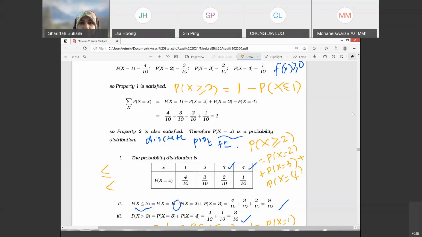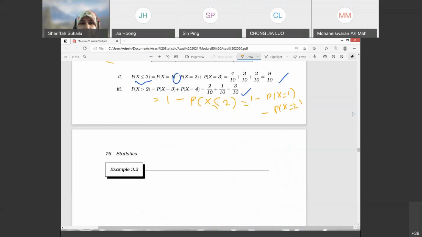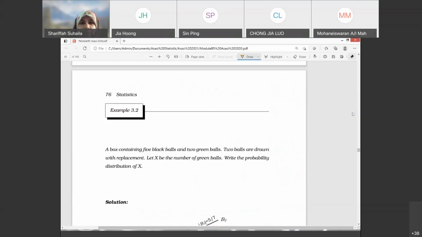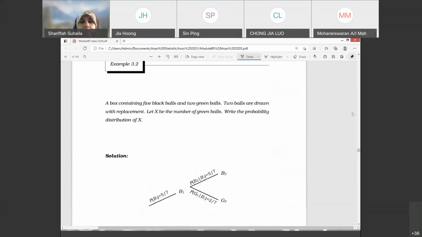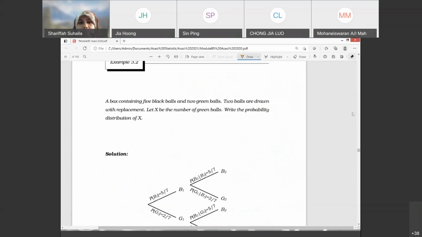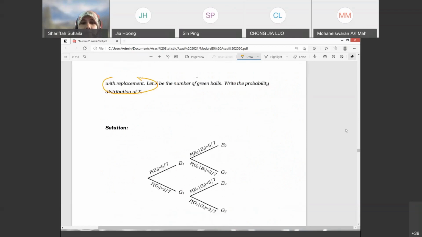Okay, we refer to the next example. Example 3.2. You have 5 black balls and 2 green balls. Two balls are drawn with replacement, meaning take one, then put it back. X represents the number of green balls. You draw a tree diagram. So again, black balls and green balls. Black ball, you have 5/7. Green ball, you have 2/7.